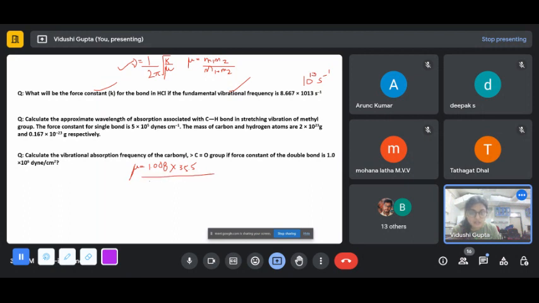divided by 1.008 plus 35.5. Also, we can convert the mass by multiplying it by 1.66 into 10 minus 24 gram, and for gram to kg it will be 10 minus 27.